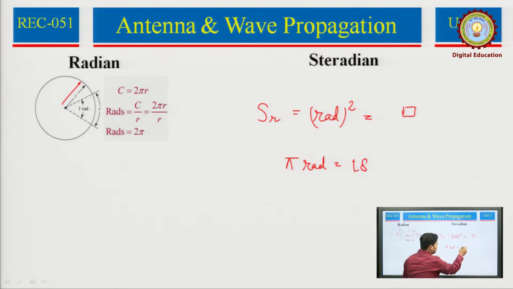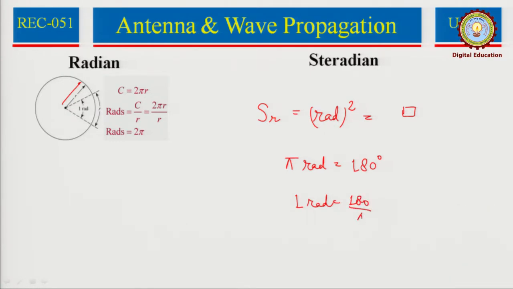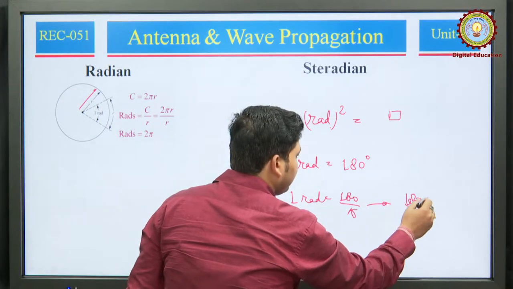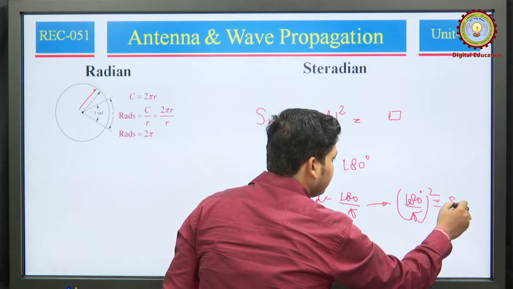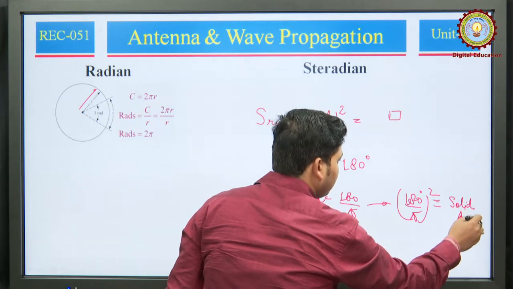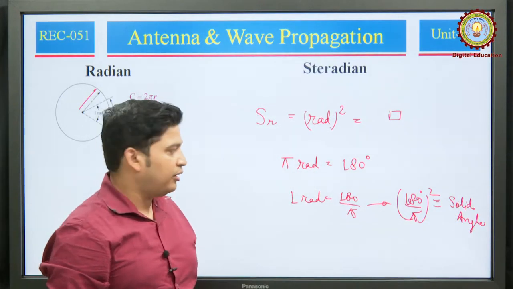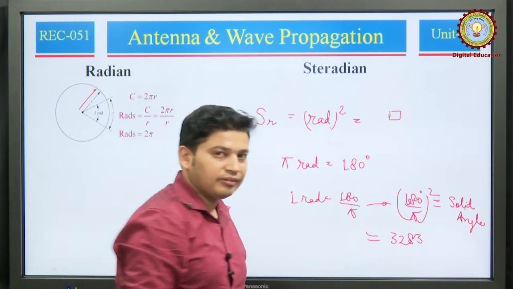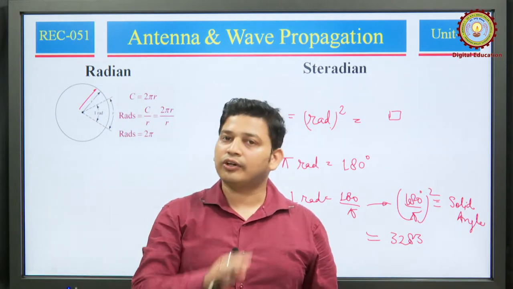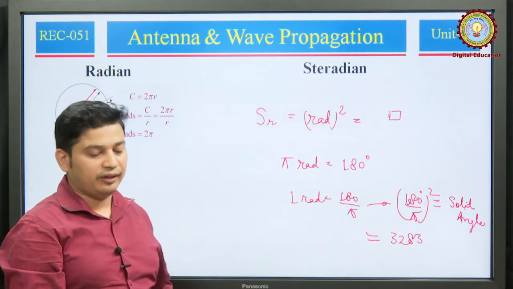180 degrees. So, can you convert this into solid angle? Yes, of course. Pi radian is 180 degrees, so 1 radian is nothing but 180 divided by pi degrees. After squaring, we get (180 divided by pi) degree square, which is the solid angle. After multiplication, we get a value of closely 3283 square degrees per steradian. So, this is the representation of solid angle, as well as of plane angle.